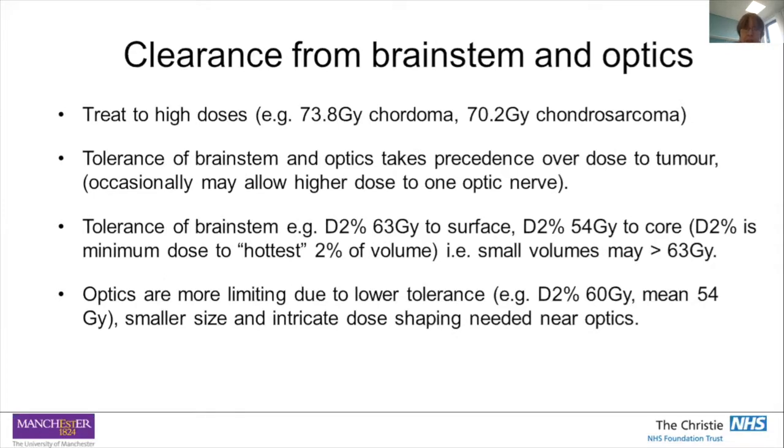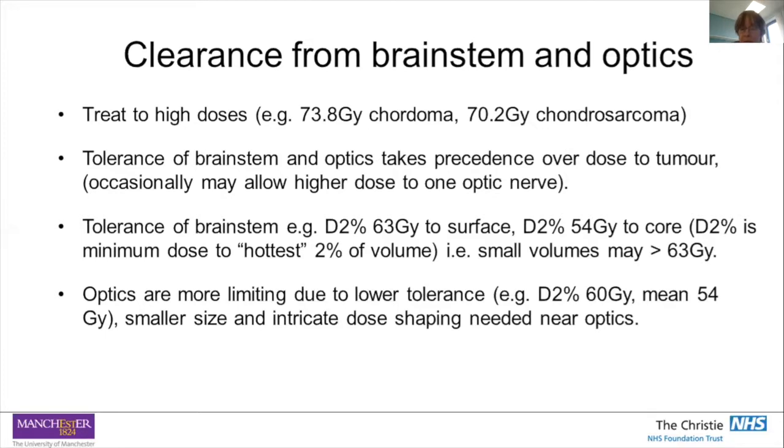So I'm going to talk quite a bit about clearance from the critical structures and try to explain why that's important. So we are typically treating to high dose, higher than we treat for other brain tumours at least. So around 74 gray for chordoma is a typical minimum, around 70 gray for chondrosarcoma. And this is above the tolerance of the brainstem and the optic apparatus.